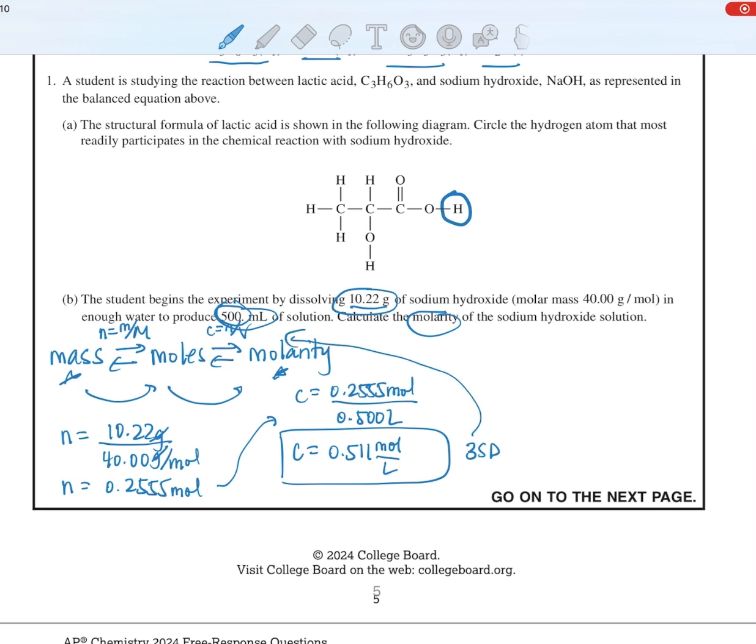Okay, so the sig digs are really important. That does get marked on the AP exam, and that's how we solve this question.